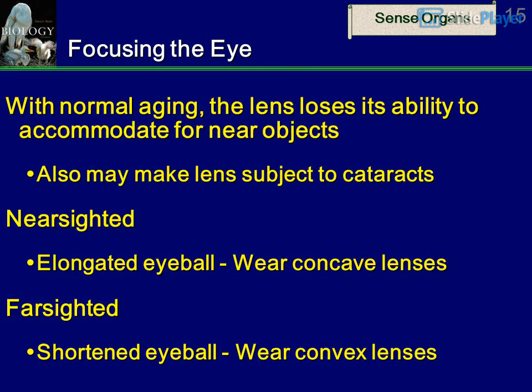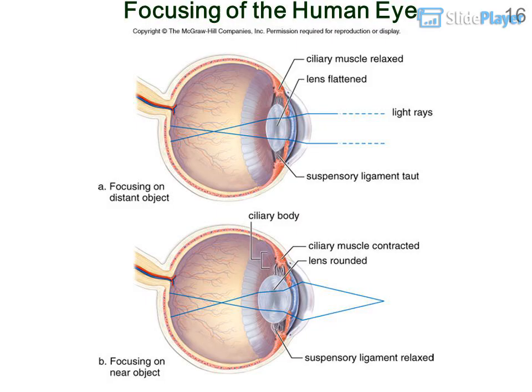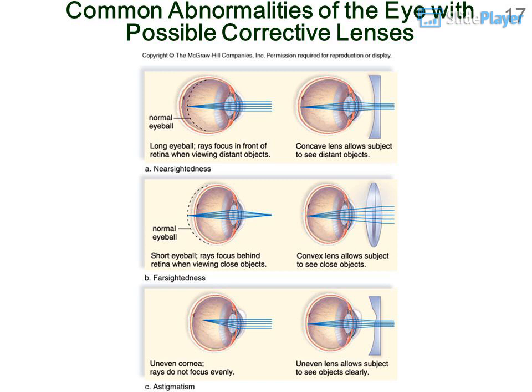With normal aging, the lens loses its ability to accommodate for near objects. It may also become subject to cataracts. Nearsighted: elongated eyeball, corrected with concave lenses. Farsighted: shortened eyeball, corrected with convex lenses. Focusing of the human eye. Common abnormalities of the eye with possible corrective lenses.